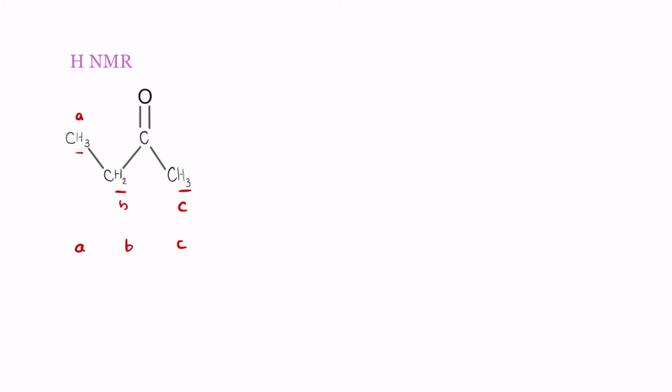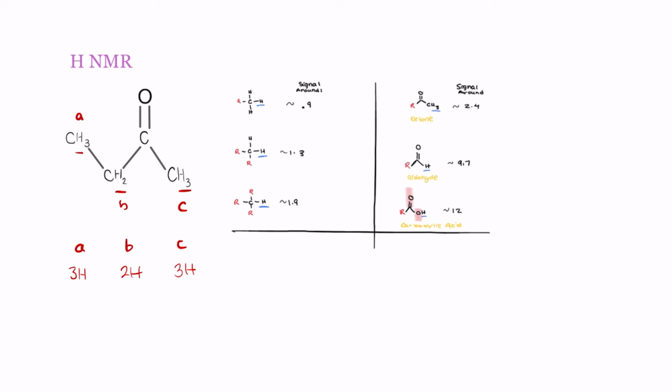And what we're going to do is figure out all the information for each of these signals. So signal A is composed of 3 hydrogens. Signal B is going to be composed of 2 hydrogens. And signal C is going to be composed of 3 hydrogens. And what we want to do is determine the chemical shift of each of these signals. So let's go back to the handy-dandy list we made earlier, and let's determine the chemical shift for signal A.